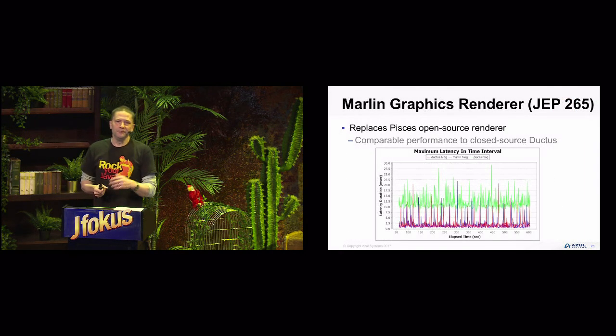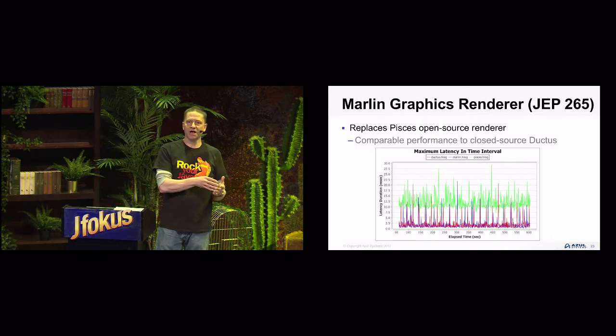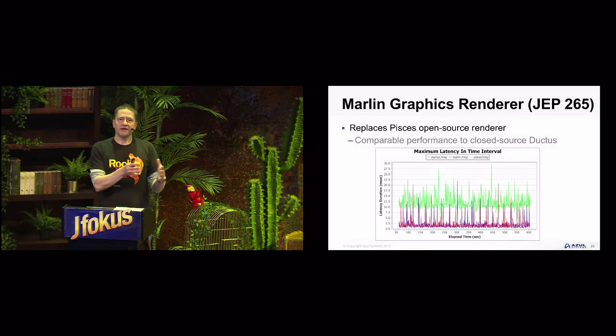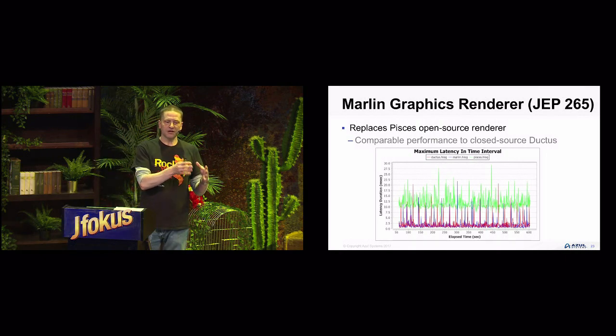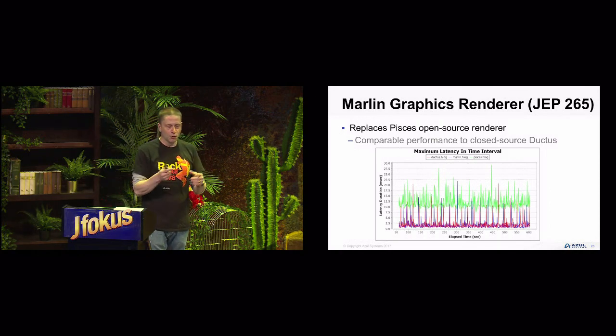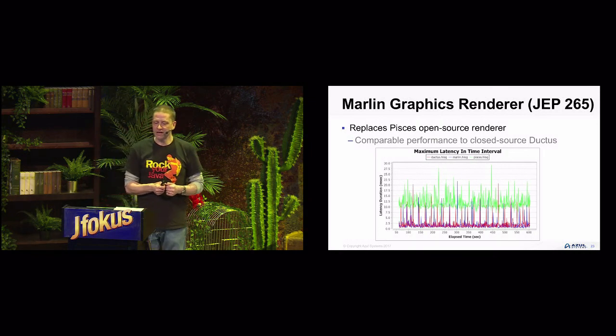The graphics renderer. This is a small change that was made because in OpenJDK, there was an open source graphics renderer called Pisces. Because that didn't have as good performance as people wanted, the JDK that was produced by Oracle had a closed source version that they used to replace that, and that was called Ductus. What's happened now is the Pisces open source version has been replaced with a new one called Marlin, and that has pretty much the same performance as you get with the closed source one. So it's really just a shift to using a better performing open source graphics renderer.